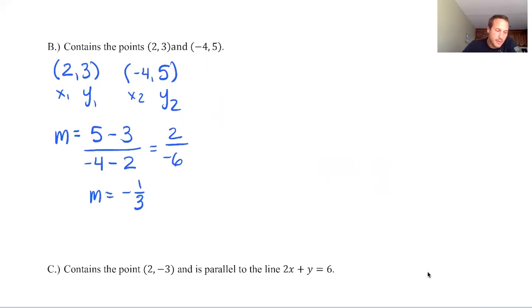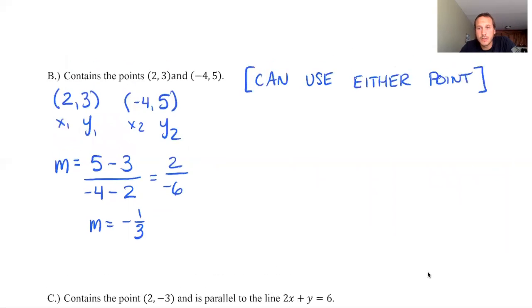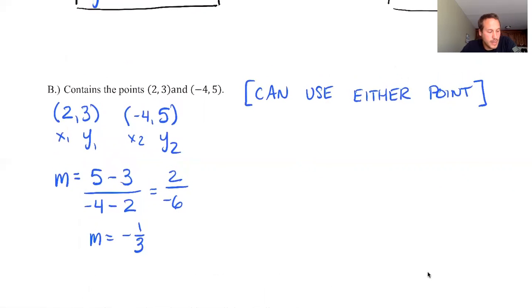Now that I have my slope being negative 1/3, let's go to point slope. But if I go to point slope, how do I know which point I can use? Well, you can just use either point. It doesn't really matter which one you choose. It's all going to give you the same answer at the end of the day. So you can choose which one you want. For me, I'm going to do the first one.